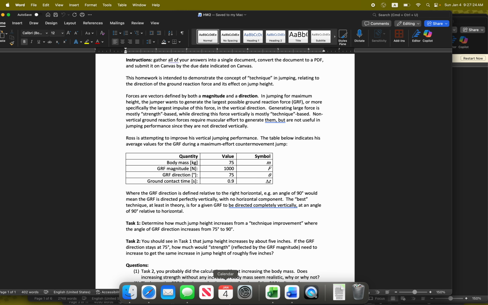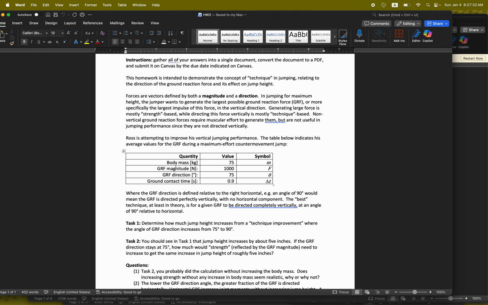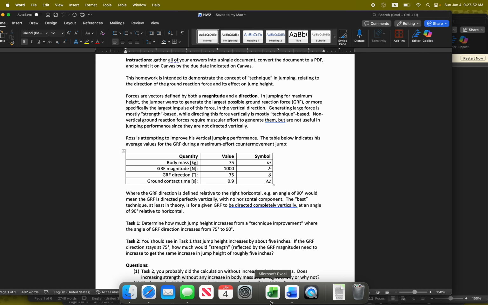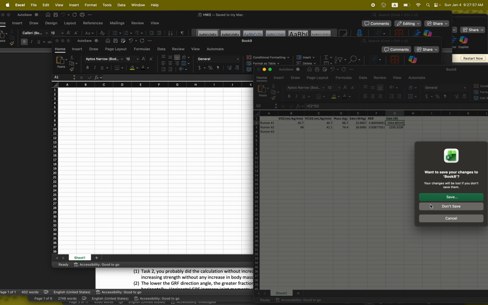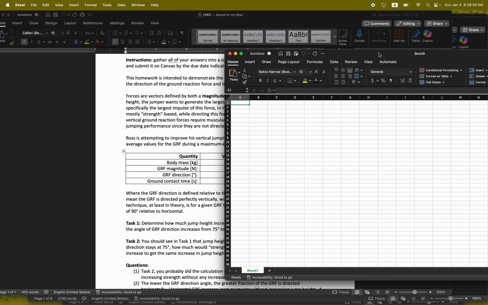The purpose of this video is to step through the calculations involved here. So what we want to do is, from these numbers, first determine how high this person jumped when they jumped with this particular force in this particular direction. And we then want to assess the effect of changing the direction of that force and how much higher we jump there. So how do we do that exactly? I'm going to pull up a spreadsheet here.